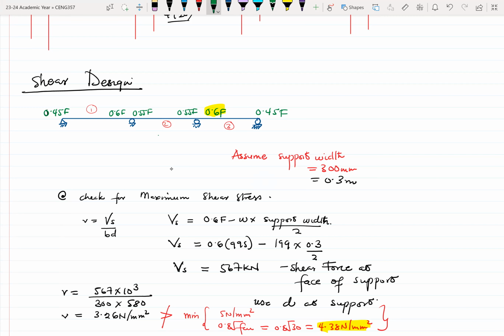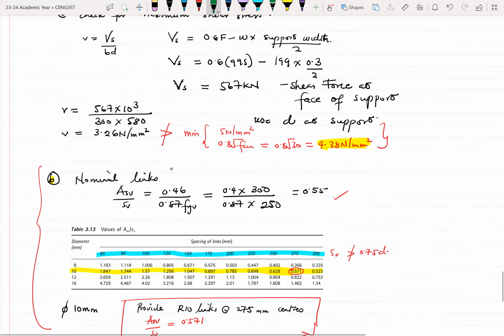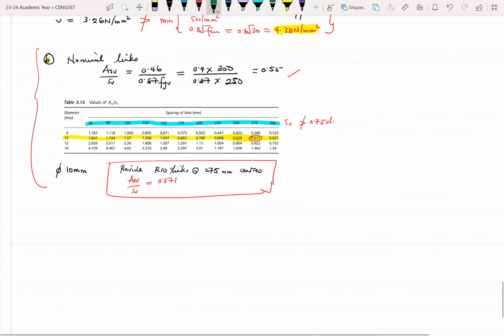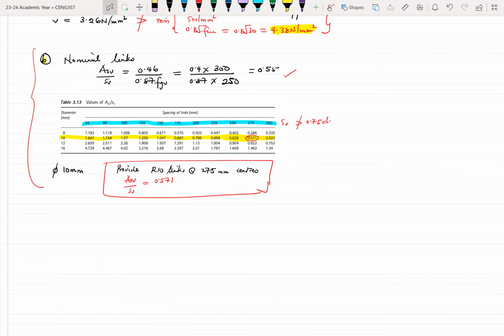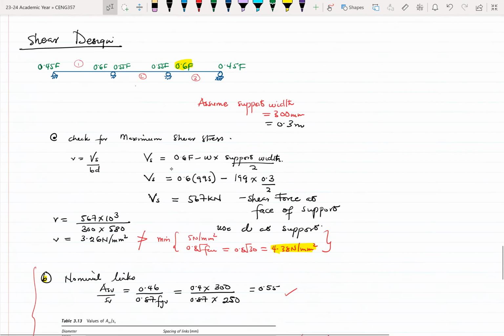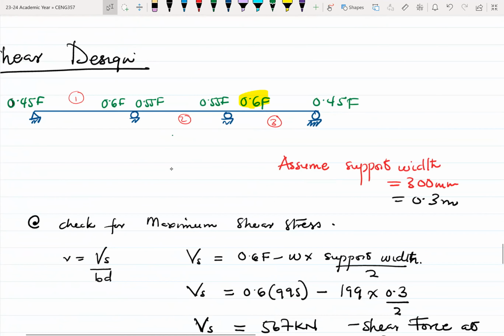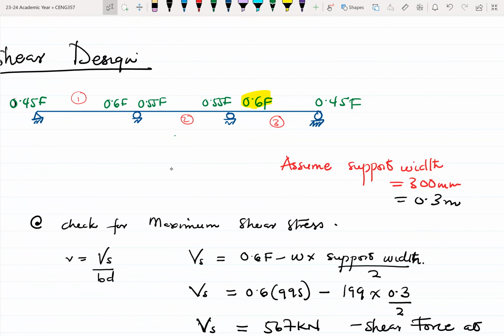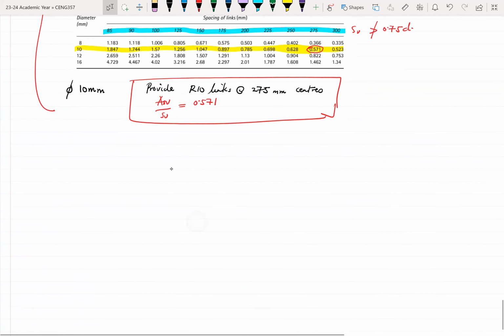But in this example, I'll go through all the steps so that we see how this is done properly. So now let's look at, we have supports, right? We have the end support and then the interior supports. Okay, so let's look at the end supports.